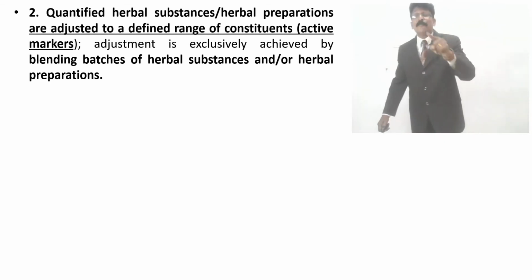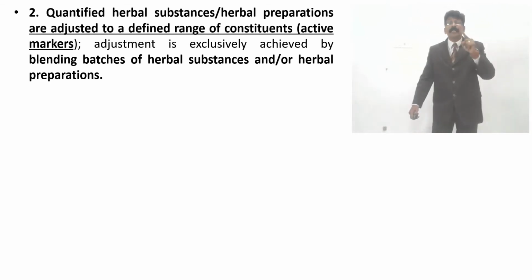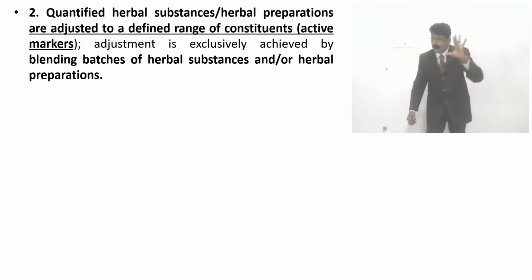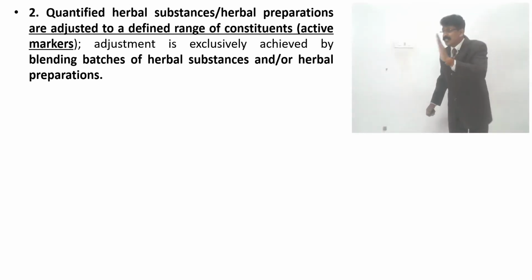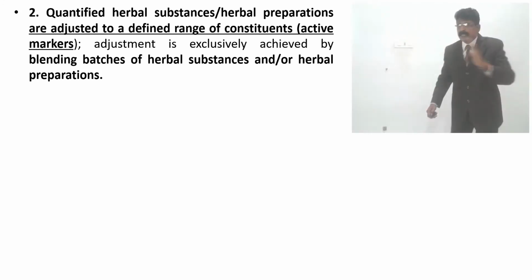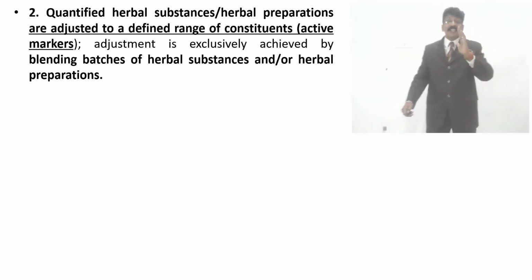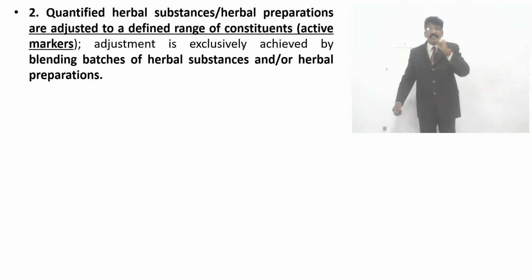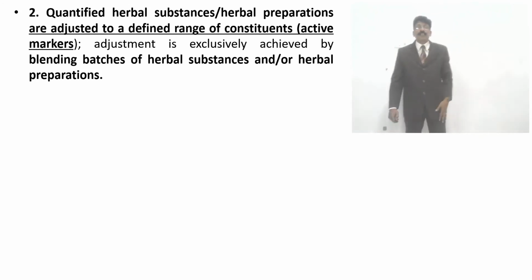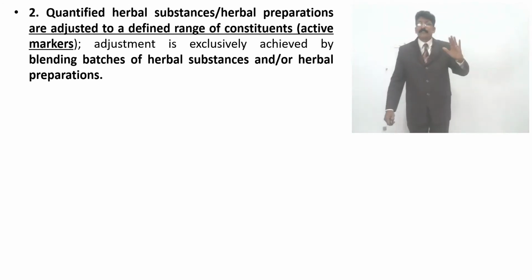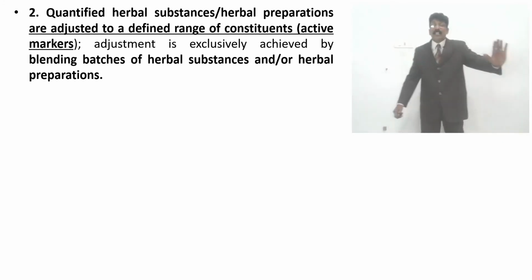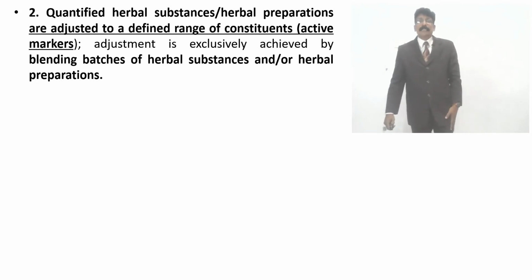of the active principle. So quantified herbal substances or preparations are adjusted to a defined range. It is given a range. If an alkaloid is present in a range of 1 to 10 to 20% or 10 grams to 20 grams, a range. Constituents, active markers have been given, active constituents have been given. Adjustment is exclusively achieved by blending, comminuting, blending the batches, preparing the batches of herbal substances and/or herbal preparations.